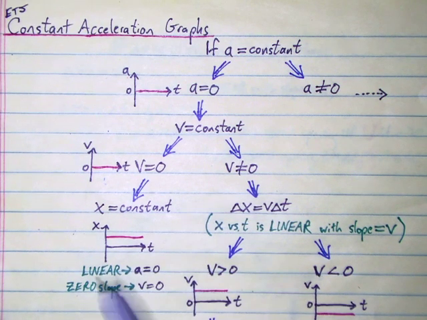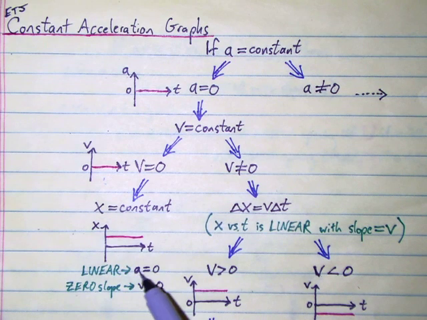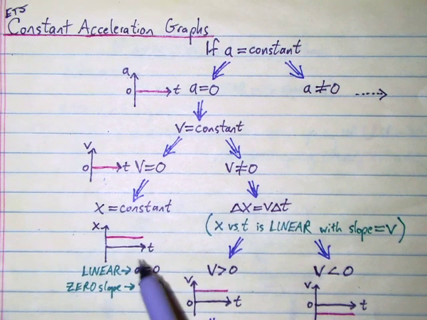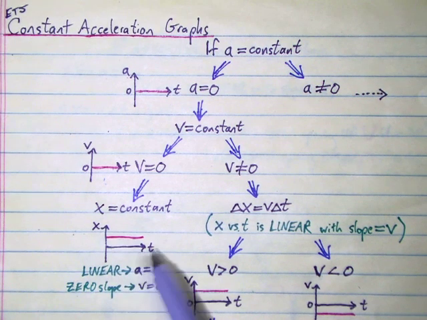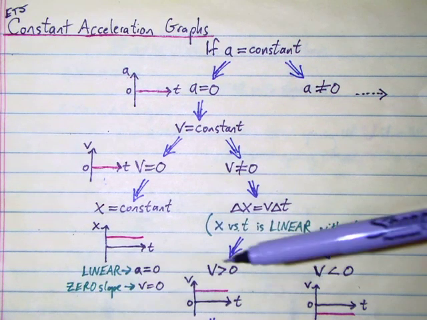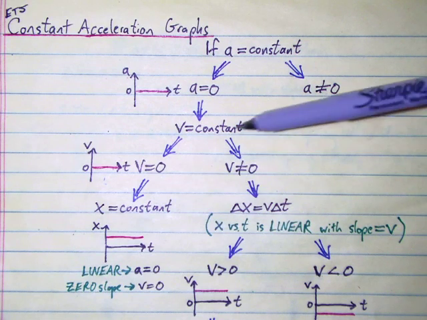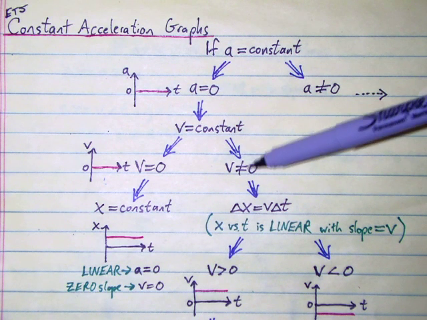So this graph is linear, and a linear position graph tells us that the acceleration is zero. Moreover, this graph has zero slope. So a position graph with zero slope tells us that the velocity is zero because position is constant, not changing. Okay, let's come back up the tree to the case of zero acceleration but non-zero velocity.